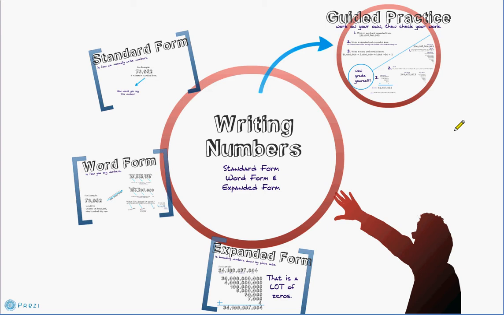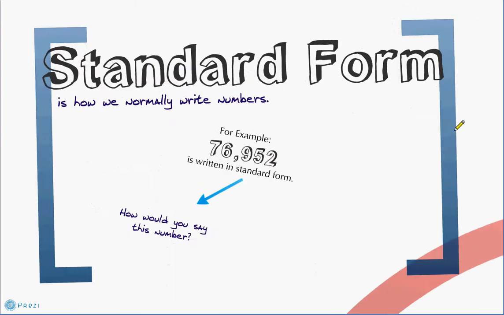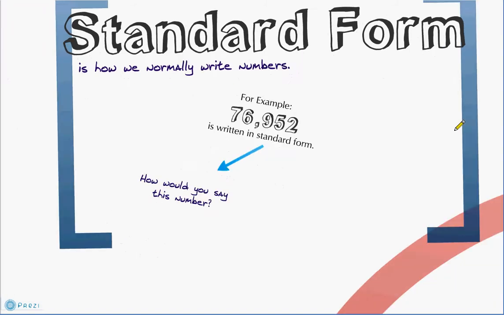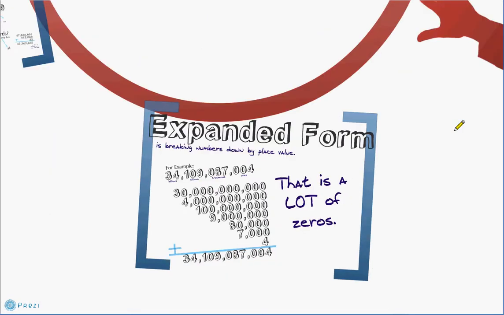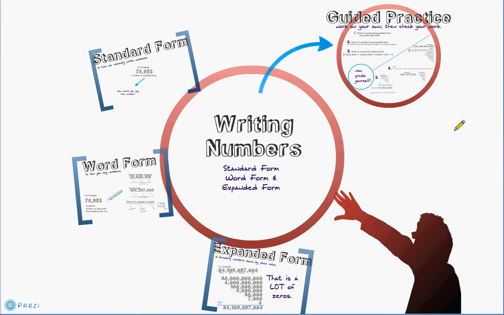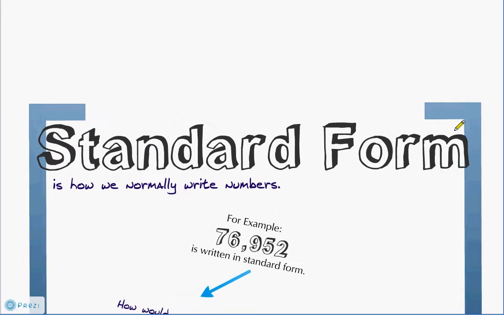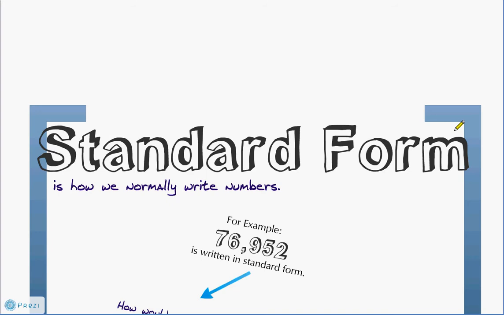Okay, so we're gonna be talking about writing numbers in 3 forms. The first is standard form, the next is word form, and finally expanded form. Okay, let's start with standard form, which is how we normally write numbers. Okay, that's the definition of standard form for you.